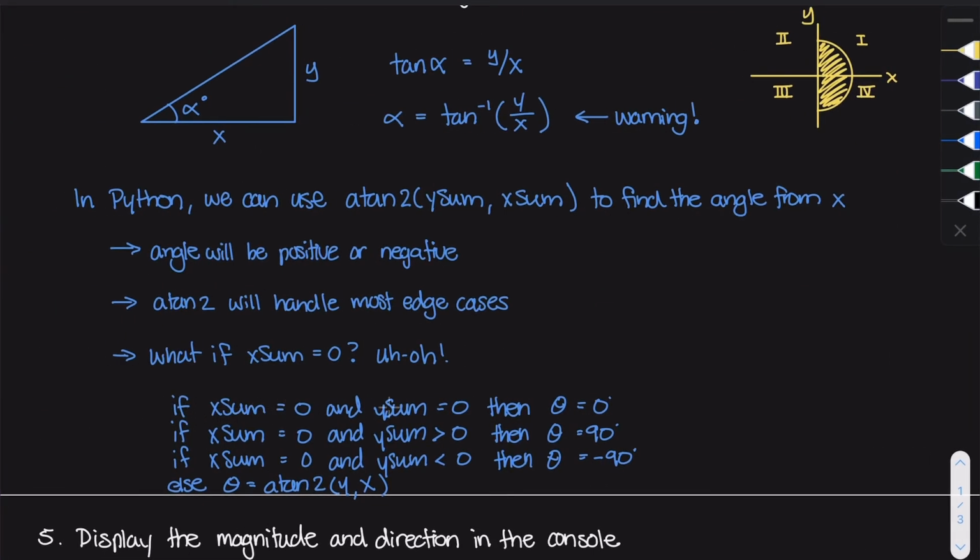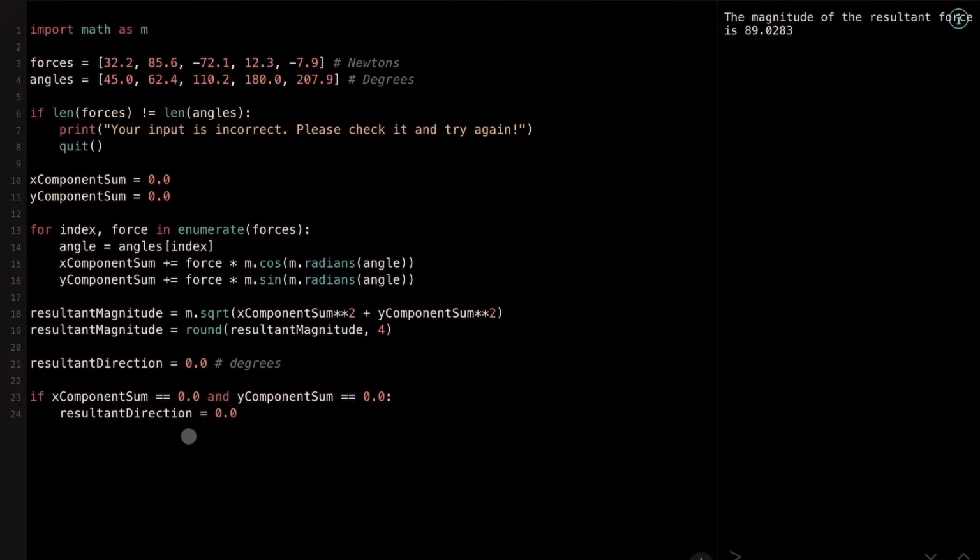If x sum is 0 and y sum is 0, then just say that theta is equal to 0, because there really is no resultant force, right? If the x components and the y components are 0, then the resultant is 0. And so we can just default to theta equals 0. And so that's what I'm doing here. Resultant direction is equal to 0. Now let's move on to the second.